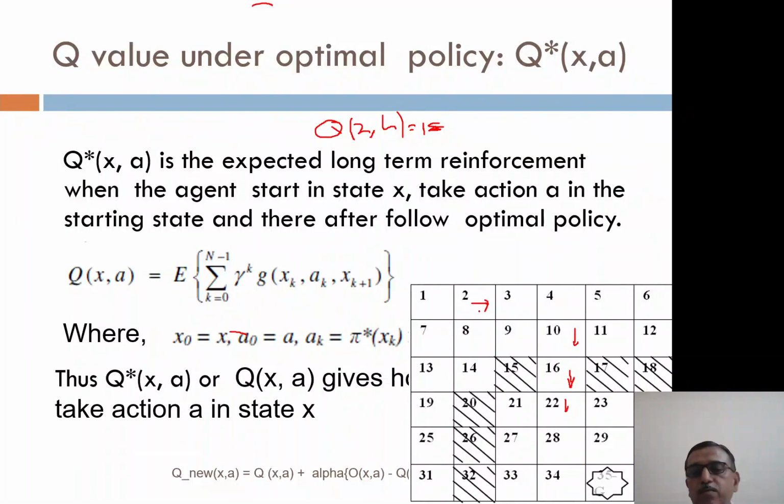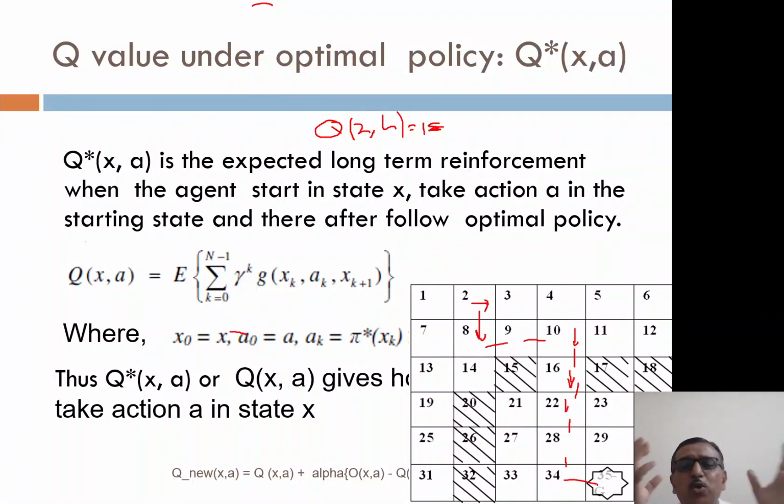You take down action 8, then thereafter you follow the optimal policy. What is the optimal policy here? 1, 2, 3, 4, 5, 6, 7 and 8. Q2 down is 8. Q2 right also will be 8. So Q2 left is 10, Q2 up is 10, Q2 right is 8 and Q2 down is 8. So it shows that going right and going down are good.